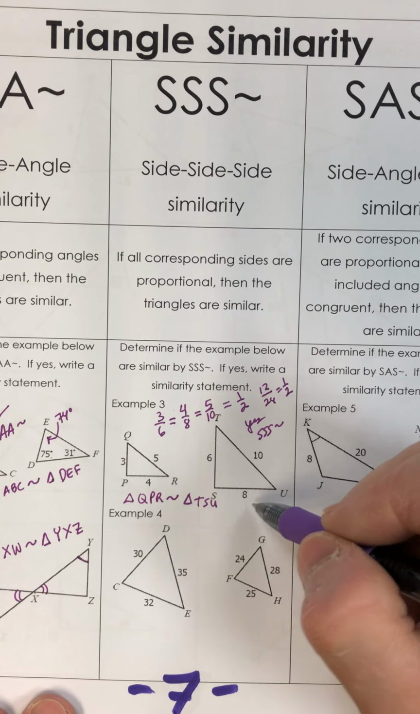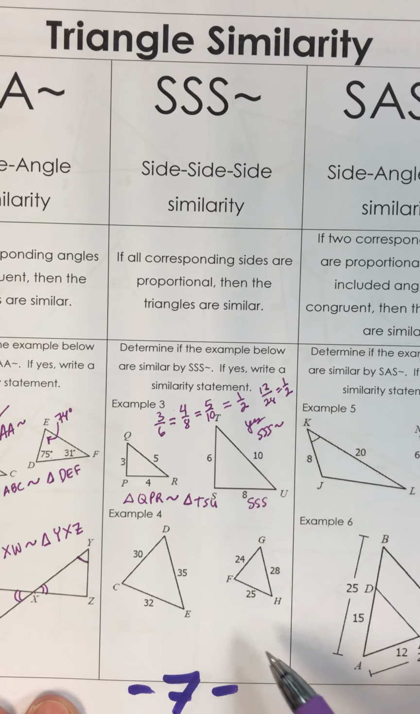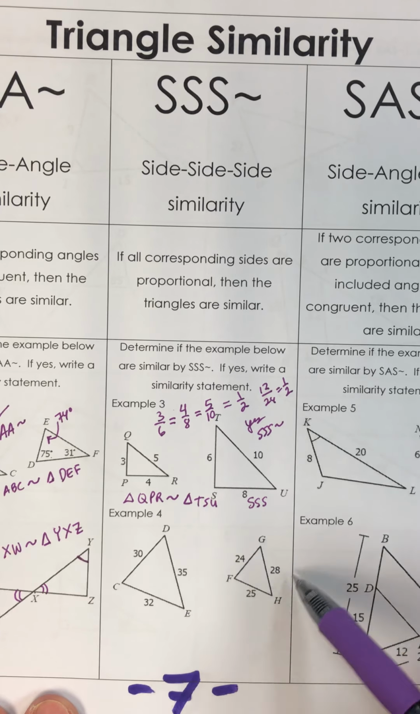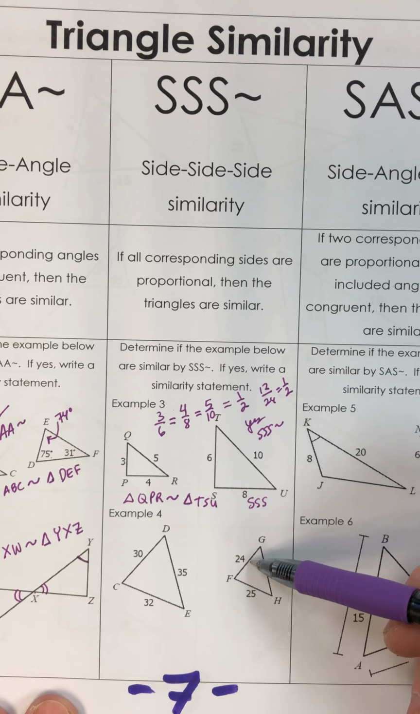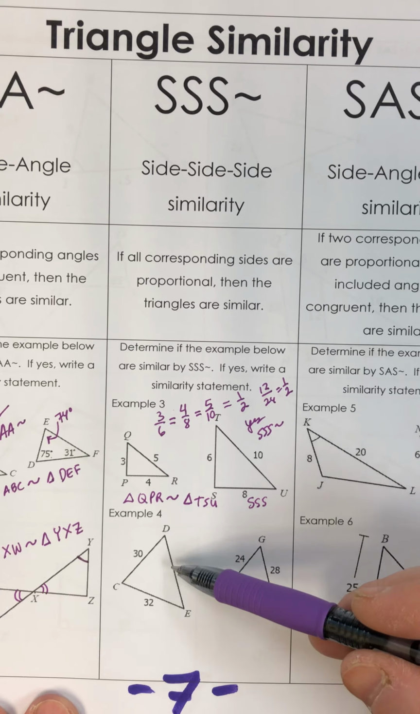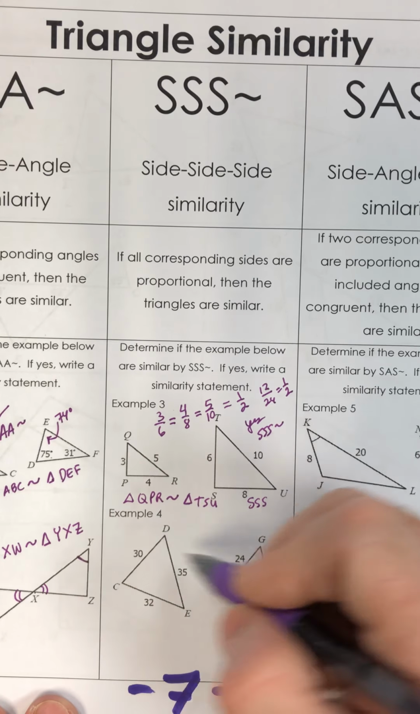And those two are similar because of side similarity. All right, let's go to example 4. So how do we match up the sides? Well, since you have all three, let's look at the values. 24 would be the smallest. What's the smallest on this one? 30. So let's match up. We'll just go left to right here. 30 over 24.